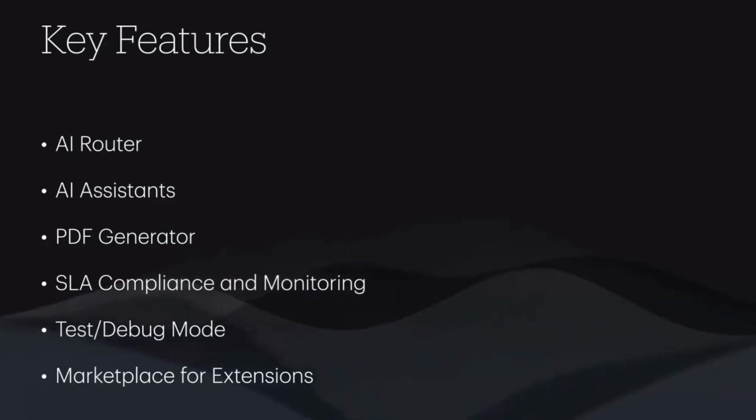Whenever you create an API service, it becomes a custom action in FlowRunner that you can use in your automation. And you will see that in the demos that we have prepared. So these are the key features.